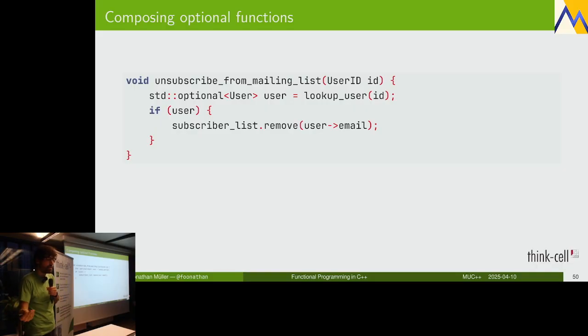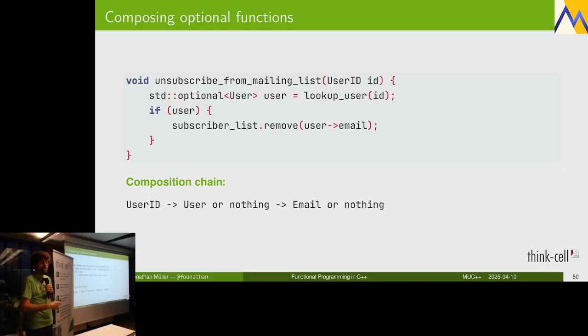Because then we call lookup user, and then we get an optional user, and so we need to use an if, and if you have a user, then we get its email, and then we do this. We technically still have a composition chain in there. We start with a user ID, but this time we turn that into a user or nothing. And then technically we sort of turn that into an email or nothing, and if we end up with an email, then we want to do something. But this isn't at all expressed in the code. This is imperative code that describes how to proceed.